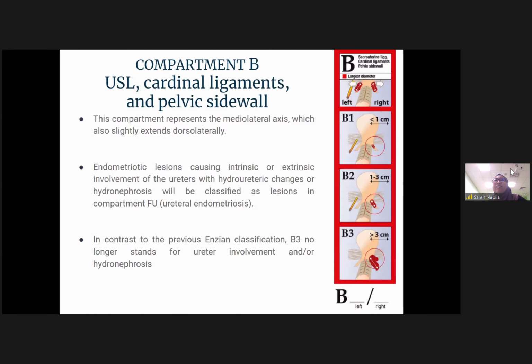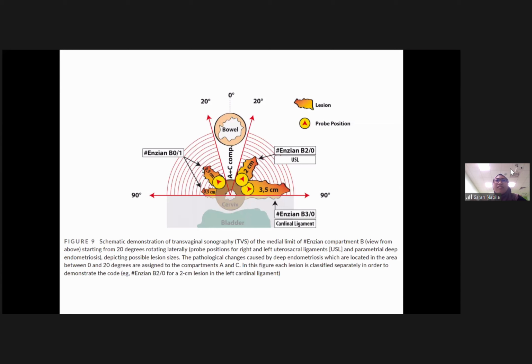P0, P1, less than 1 centimeter. So the measurement of the lesion is less than 1 centimeter, hence they put over the right as 1. For the second example, B2/0, because the measurement of the lesion is 2 centimeters, so they put 2 over the left side. Like that. And then this part, a lesion measuring 3.5 centimeters, they encoded ENZIAN B3/0. 3 because of the size of the lesion more than 3 centimeters. Okay.